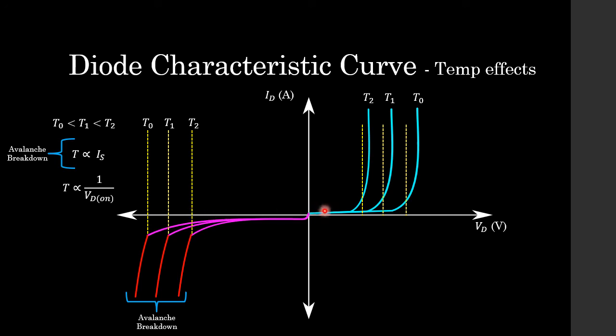And on the other side, in our forward biasing condition, as temperature goes up, our VD on, or our diode on voltage, starts to decrease. That's why you can see they are inversely proportional in this case. It is important to take note of temperature effects when you're building circuits with diodes. You don't want your diode to start heating up, because it's really going to mess up its operation, guys. And I have seen this, and it's not a nice thing to have.